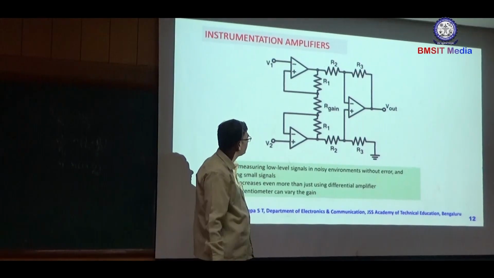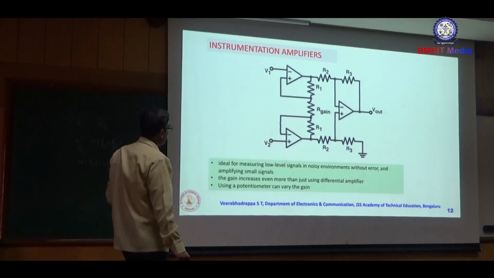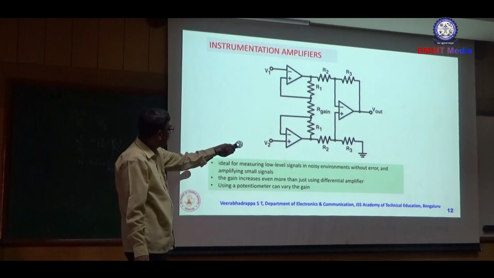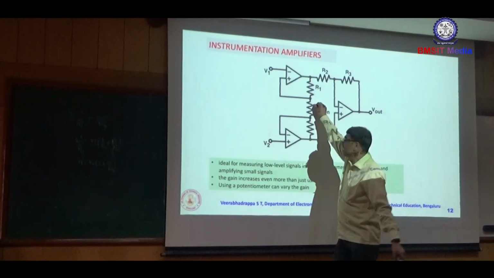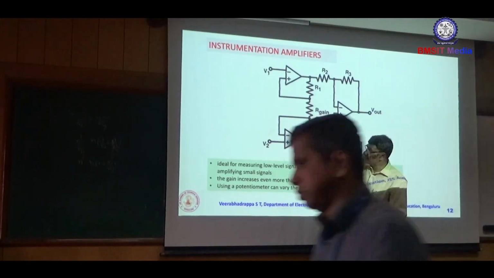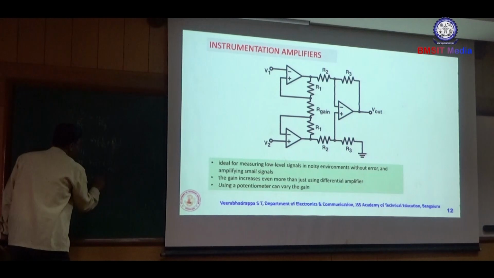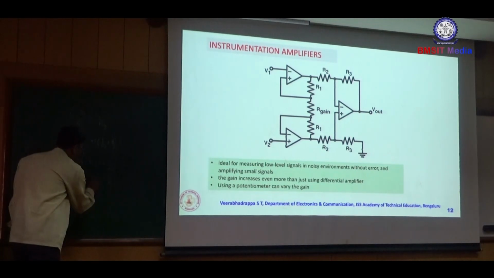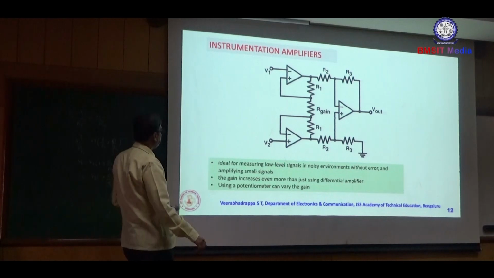What is the gain of this amplifier? Next, V2 dash: V2 minus V2 dash by R1 is equal to V2 by R1, which is equal to V2 minus 0 by R gain. If you solve this, V2 dash is equal to V1 into 1 plus R1 by RG. Finally, if you simplify this, one thing.